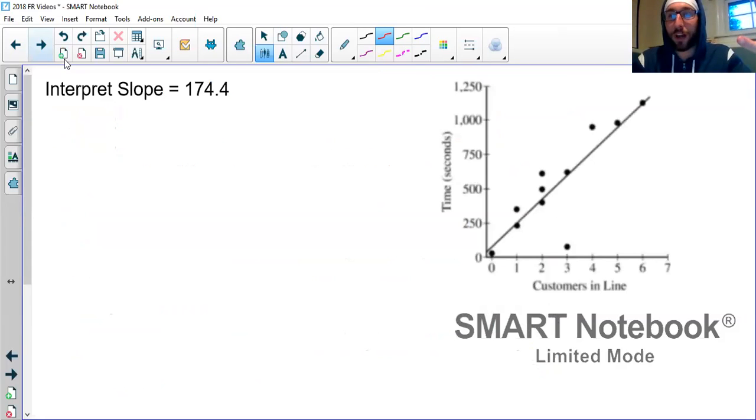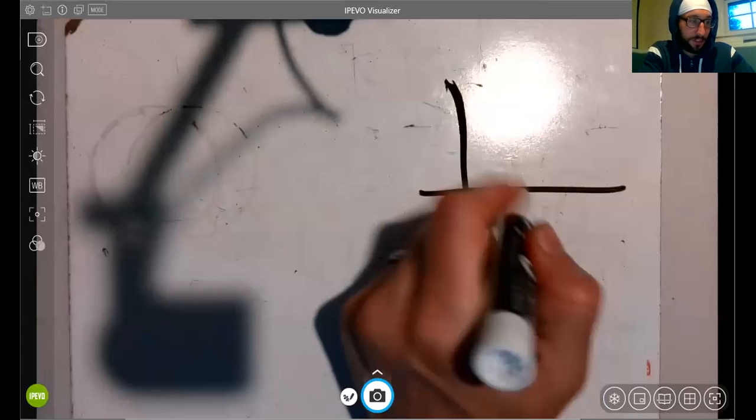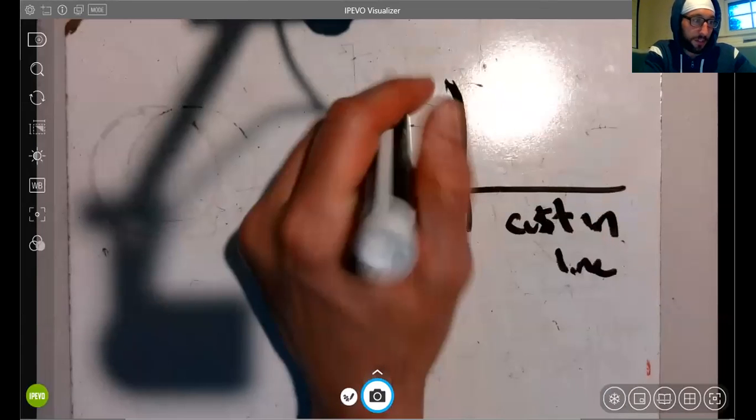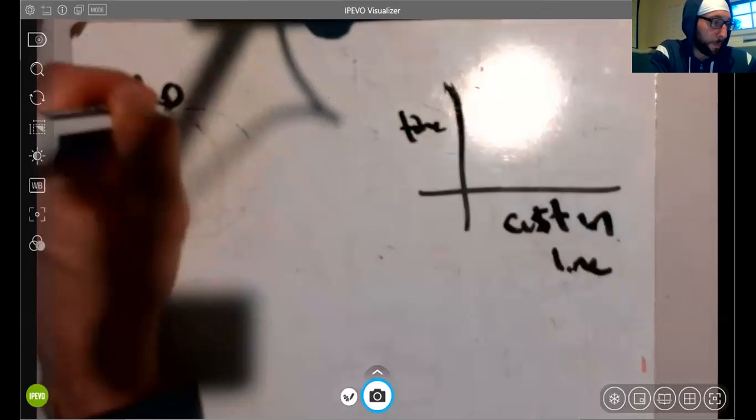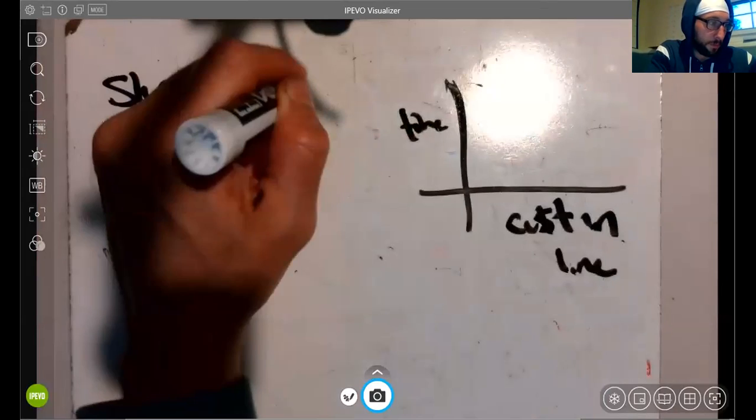All right, we weren't asked to interpret the slope, but let's do it. Why not? So the slope, I'm going to go to the whiteboard. Why not read my sloppy, horrible handwriting and this shadow right here? So the slope, remember, we're looking at a scatter plot where we have the number of customers in line, and this is our time to complete the checkout. We saw that positive trend, and our slope is 174.4.